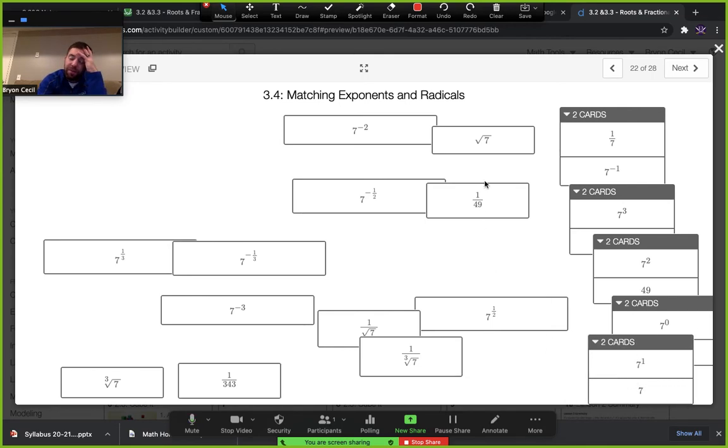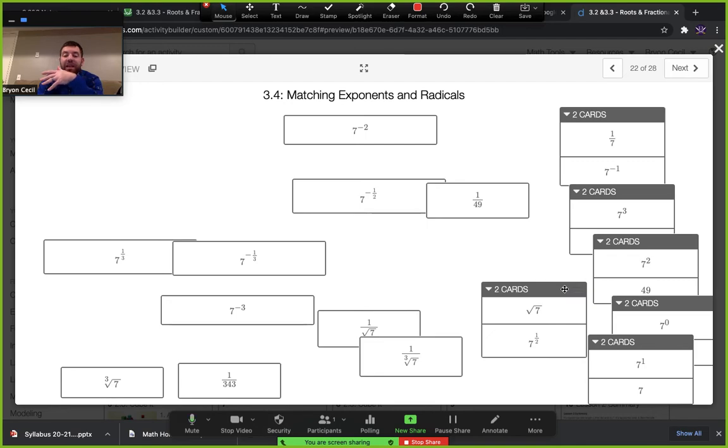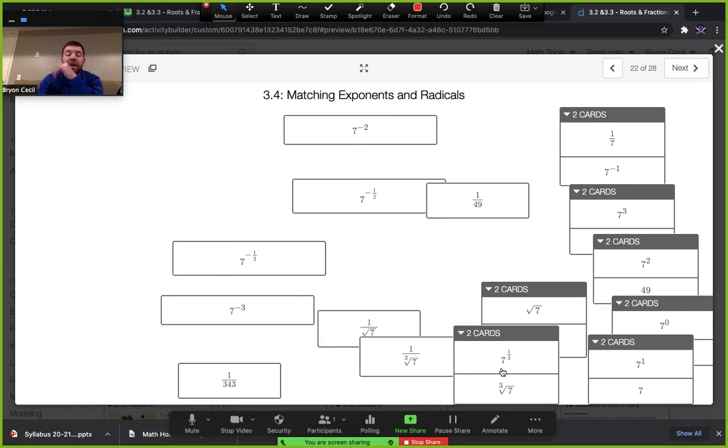So now I've got all these fractional ones. First off, we already said that the square root of 7, that's like saying you're raising it to a fractional exponent. So the radical 7 is 7 raised to the 1/2. Which then means that for a cube root to happen, it must be raised to 1/3. And a fourth root would be raised to 1/4. You know what I'm talking about.